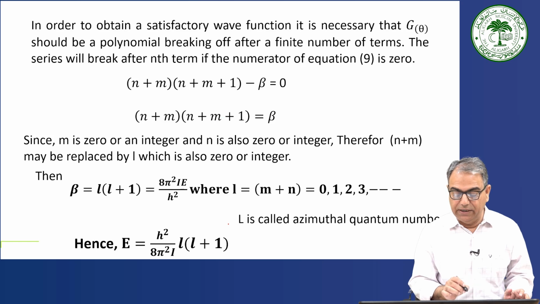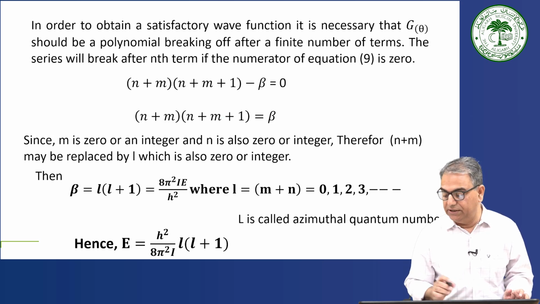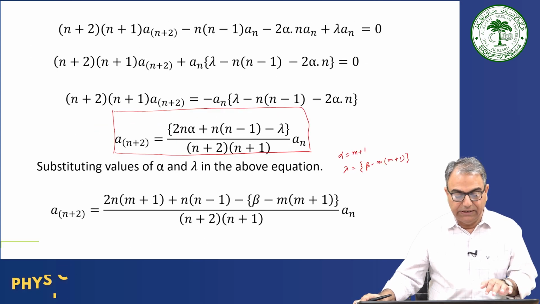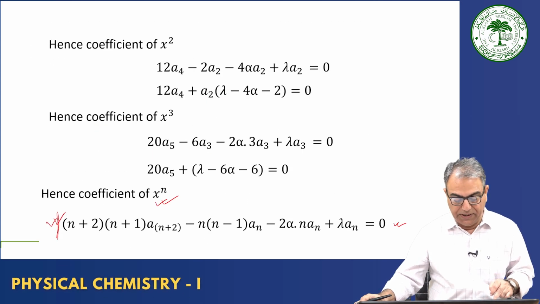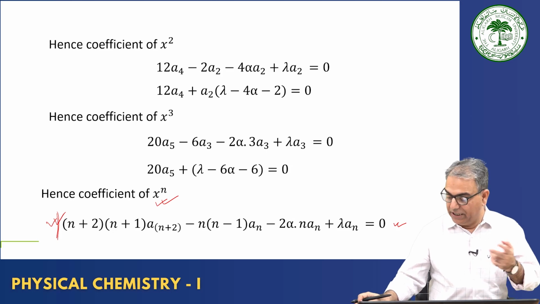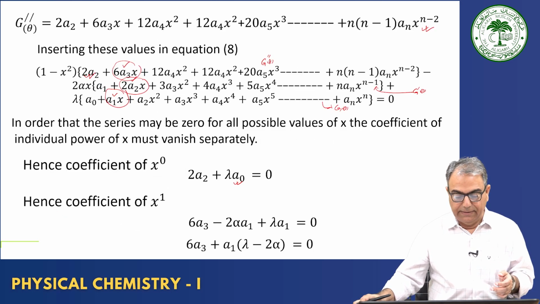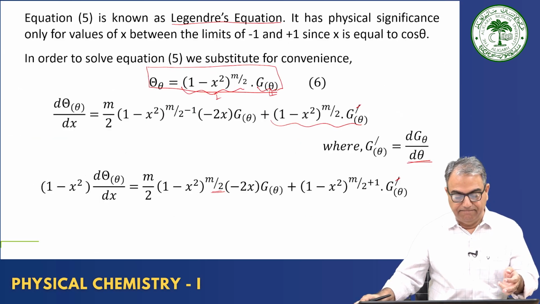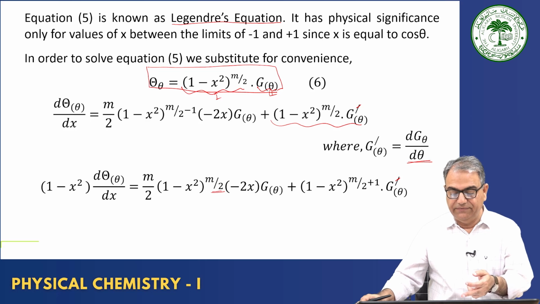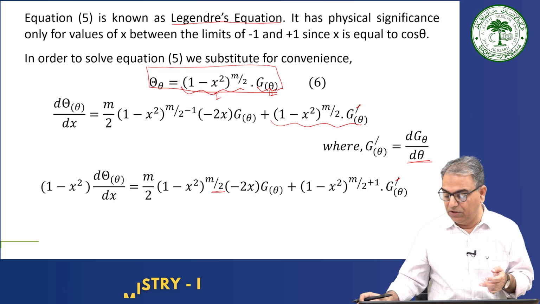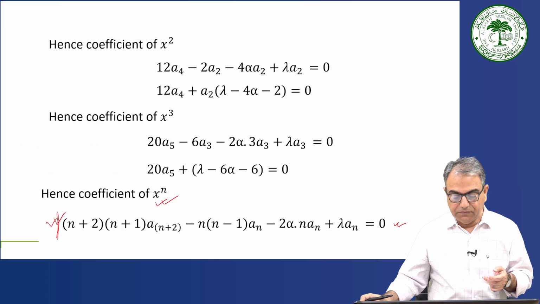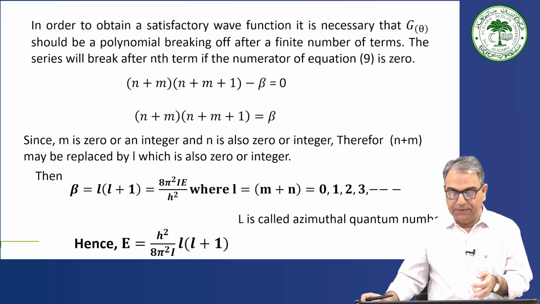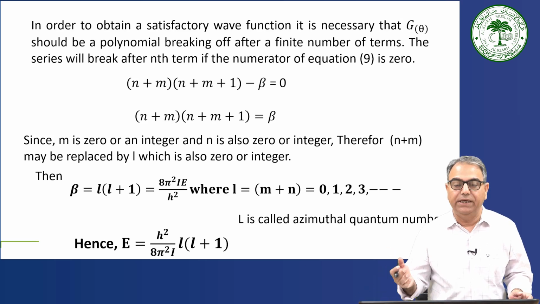Since m is 0 or an integer and n is also 0 or an integer, so n is 0, 1, 2, and so on, and m we talked about earlier, we started with m divided by 2, so m is also an integer. Both n and m are integers, so n plus m will also be an integer.